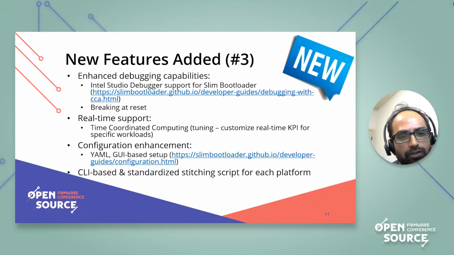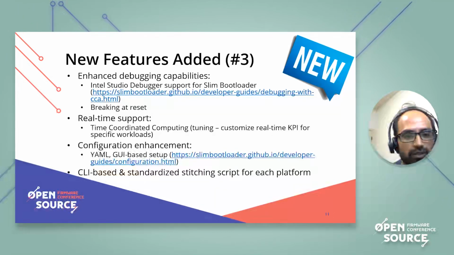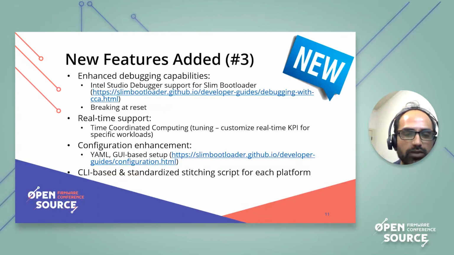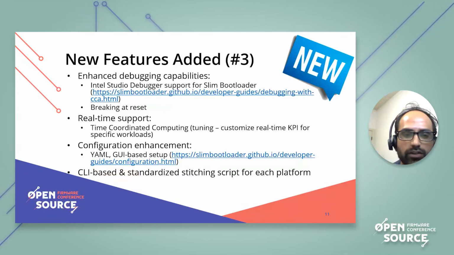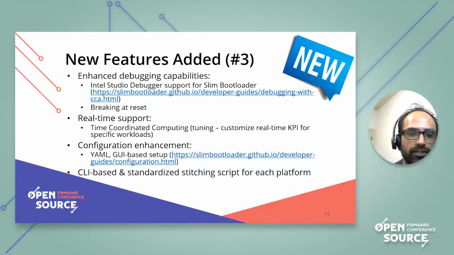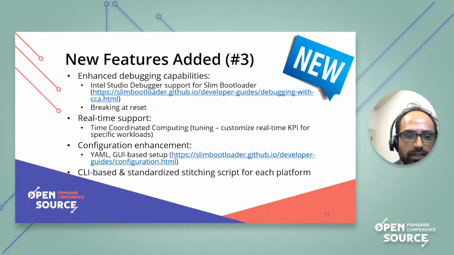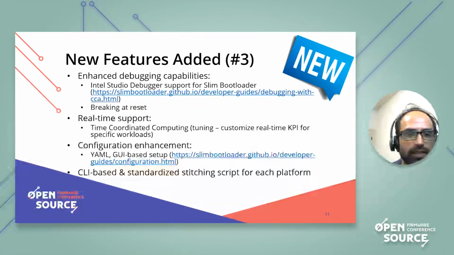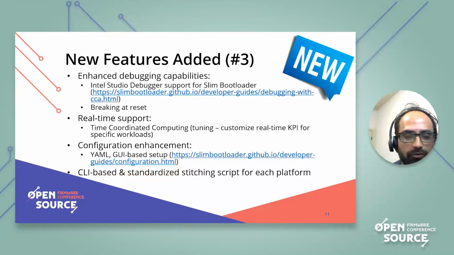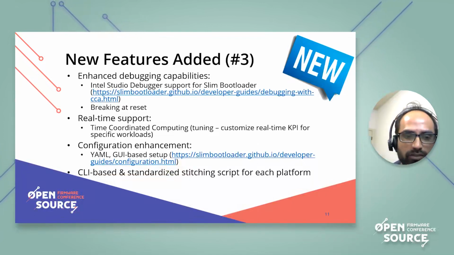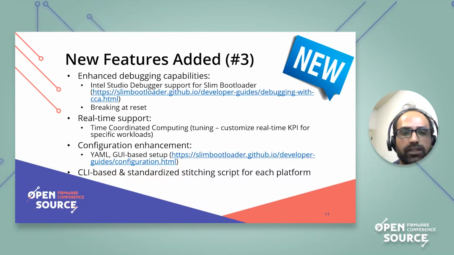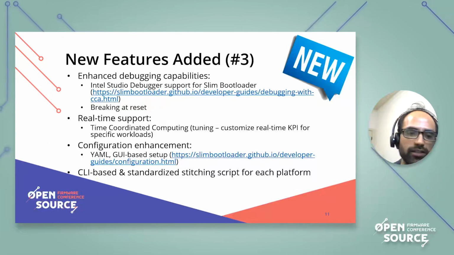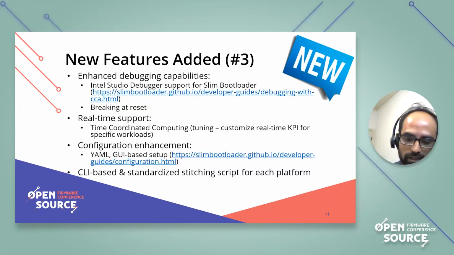So if a user can select the SBL to boot to the GUI-based setup, he can select so in the static configuration, and a nice GUI is launched wherein you can change your configuration settings, and the settings get written to the NVRAM, the SPI flash, and on the reboot, you can see the new changes taking effect. Now, a CLI-based and standardized stitching script for each platform means that each platform today, which is open source, has got a stitching script, which will take all the different parts or regions of the boot firmware image as inputs and stitches a nice boot firmware image that can actually boot on the board.